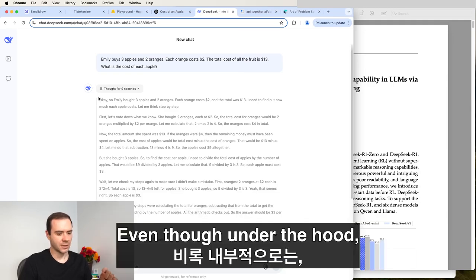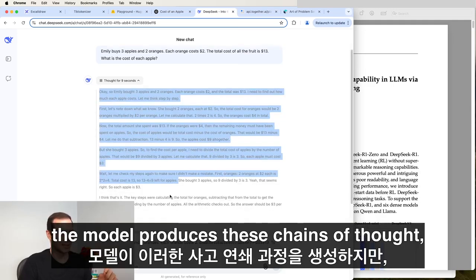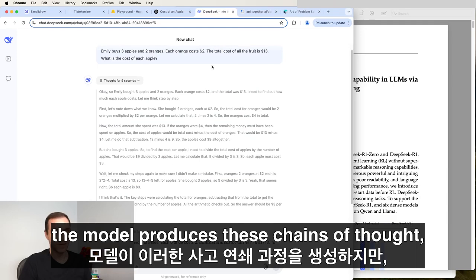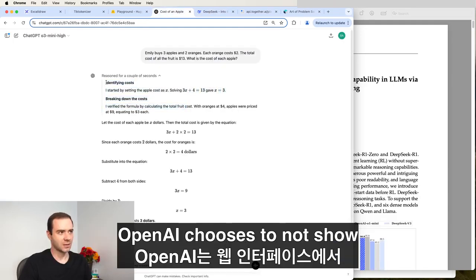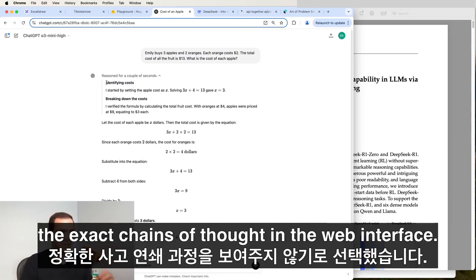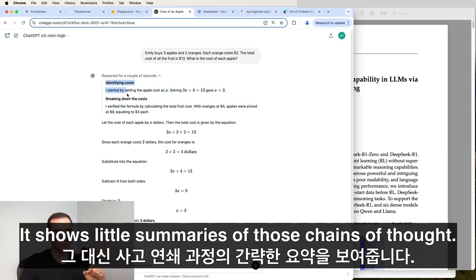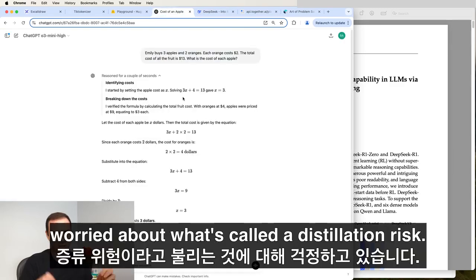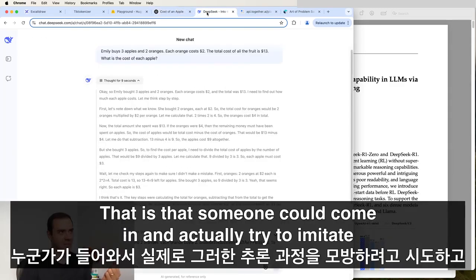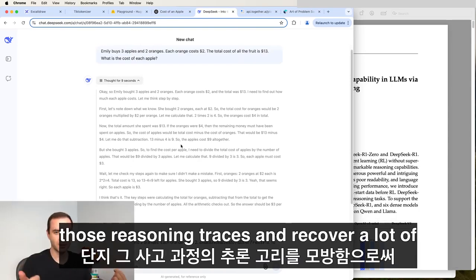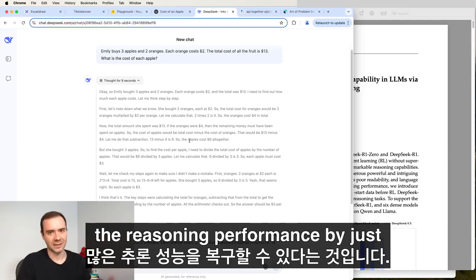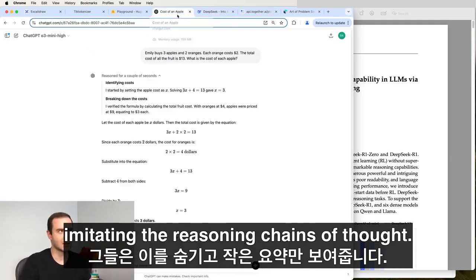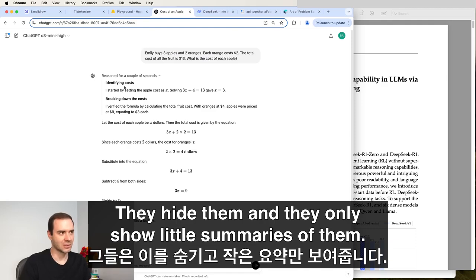So even though under the hood, the model produces these kinds of chains of thought, OpenAI chooses to not show the exact chains of thought in the web interface. It shows little summaries of those chains of thought. And OpenAI kind of does this, I think, partly because they are worried about what's called the distillation risk. That is that someone could come in and actually try to imitate those reasoning traces and recover a lot of the reasoning performance by just imitating the reasoning chains of thought. And so they kind of hide them and they only show little summaries of them.